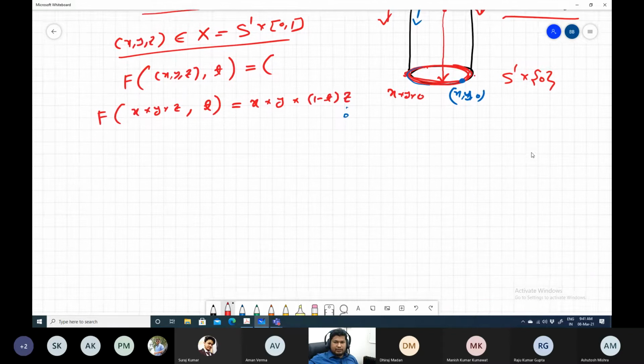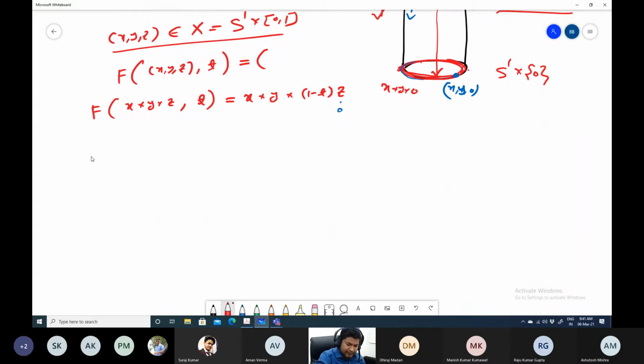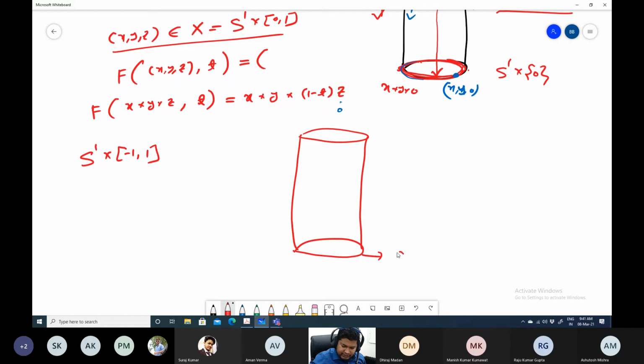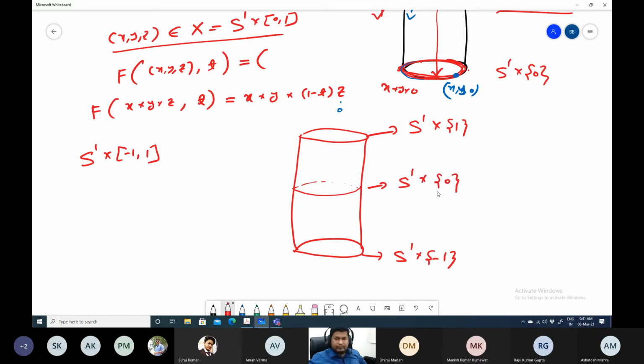For an example, suppose you take your cylinder in this way, S1 cross [-1, 1]. This circle is S1 cross -1, this one is S1 cross 1, right? And say you have that middle circle. Now this is S1 cross 0, right? Similarly, you can make a deformation retract to this one in this direction, and this from this direction.